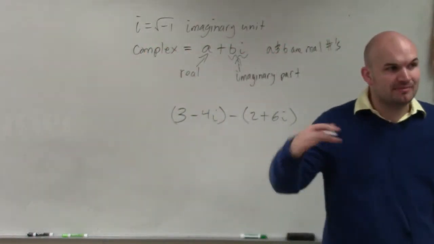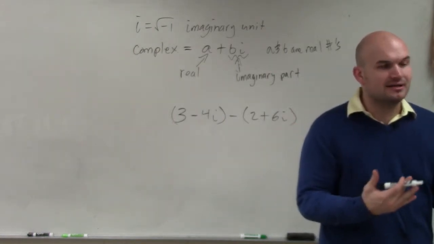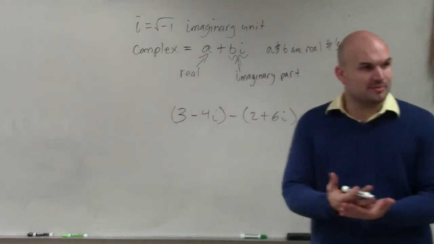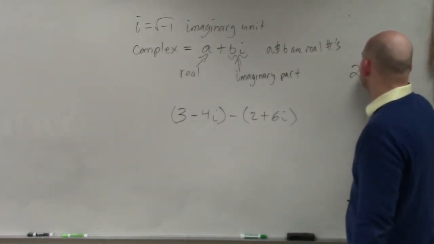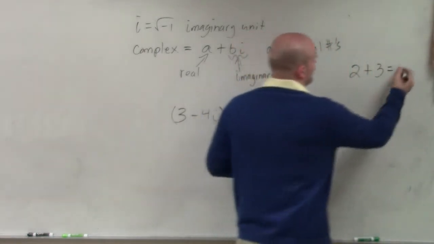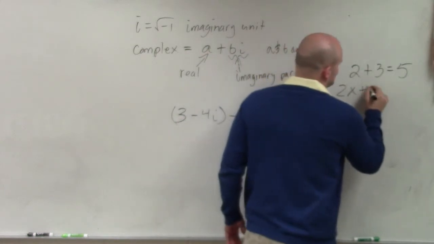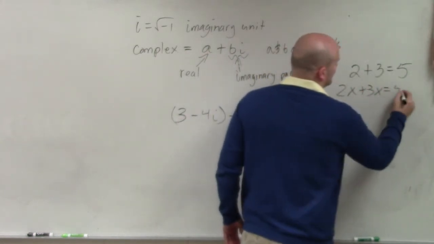Now, when you're combining them, this is the nice part. Combining them is just like how you would combine real numbers. You guys know how to do 2 plus 3, right? 2 plus 3 is 5. Those are real numbers, right? What if you had variables? 2x plus 3x is 5x.